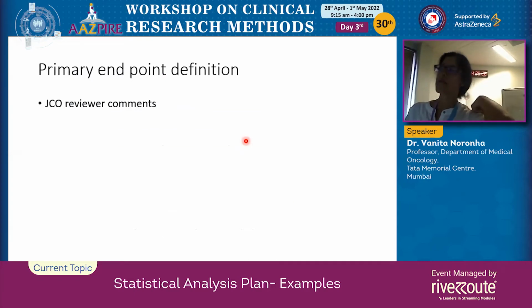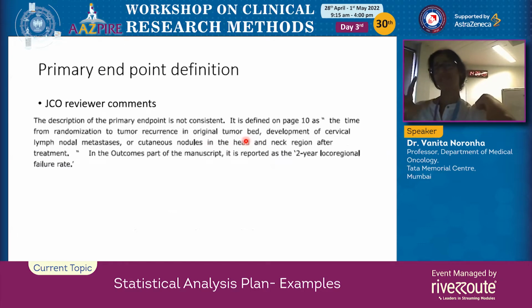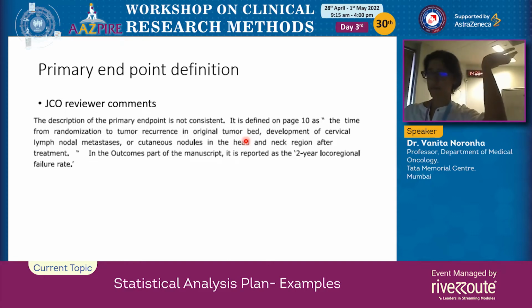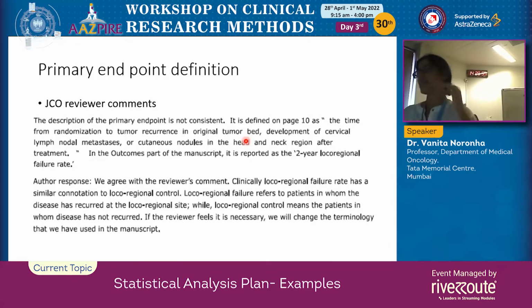So I completed it and sent it to JCO. This was the JCO biostatistician. JCO has a very thorough review process, so they send it to a proper biostatistician to go through what you have done. The JCO reviewer said that your description of your primary endpoint is totally inconsistent. You have said somewhere that you're planning a time from randomization to recurrence, and in the outcome, I reported it as 2-year loco-regional failure rate. I was also confused about what I was reporting. So I said, yes, I'm really sorry, I agree with you, I will change it.